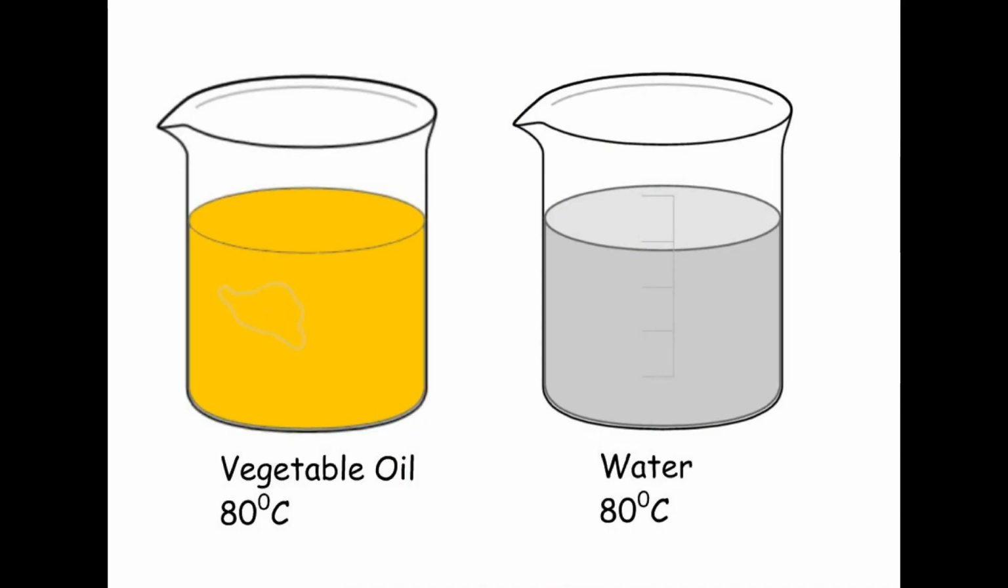Let's imagine that we had 2 beakers, one of water and the other of oil. Let's imagine that both are at 80 degrees centigrade. Which one contains the most heat energy? It must be the water, because to get the water to 80 degrees centigrade required more energy to go into the water than it did to get the oil to 80 degrees centigrade.